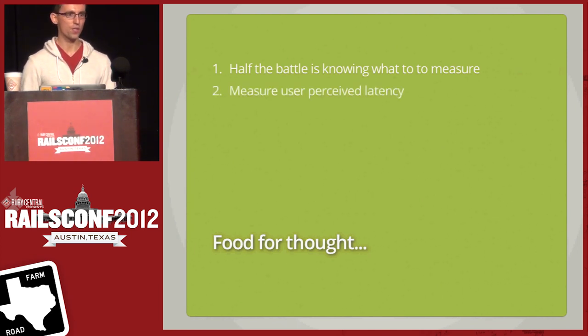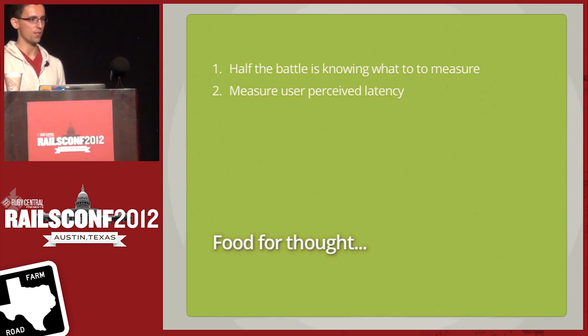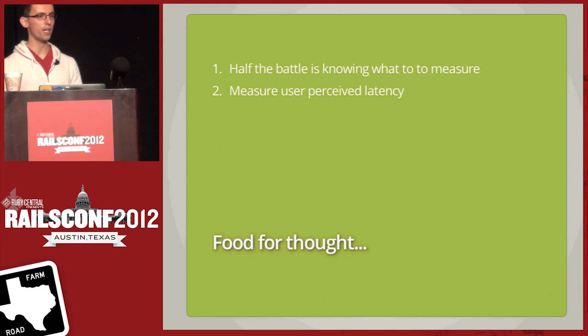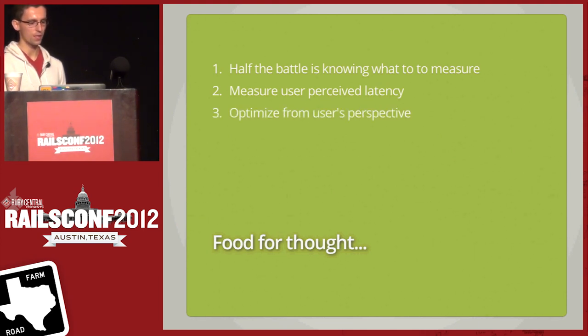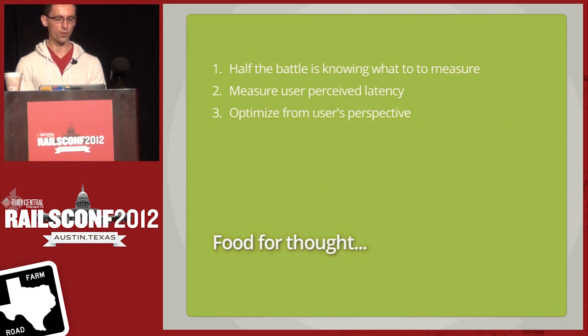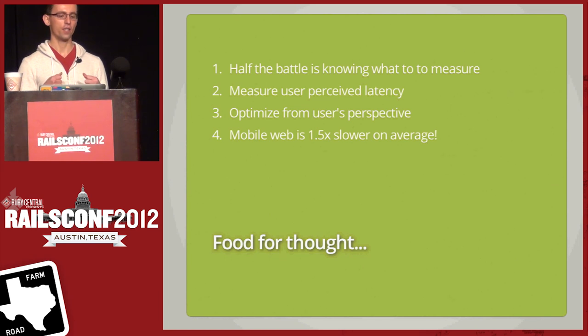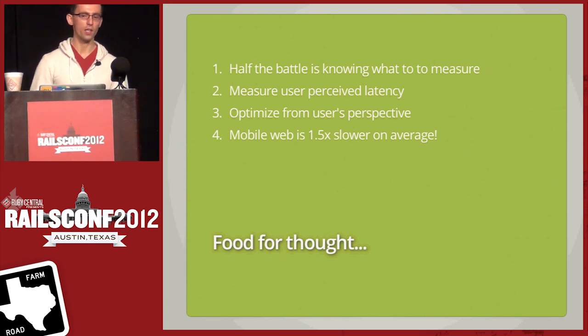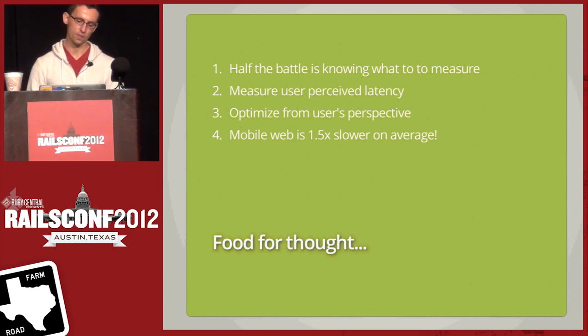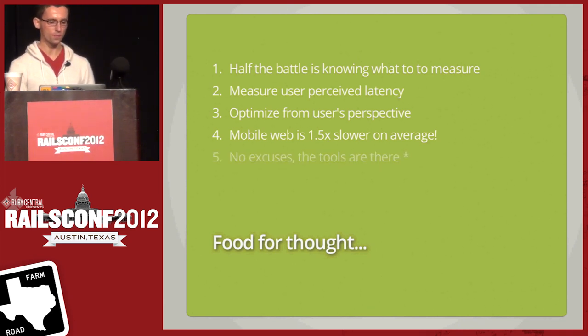Second one is measure user-perceived latency, right? That's just a hint. From our experience, measuring that is the most important thing you can optimize. Optimize from the user's perspective. Don't focus on that SQL query. Focus on the user's perspective. Use that as a forcing function. Keep in mind that mobile is a lot slower, right? And 1.5 is a very optimistic estimate. So there's a lot to be done there.